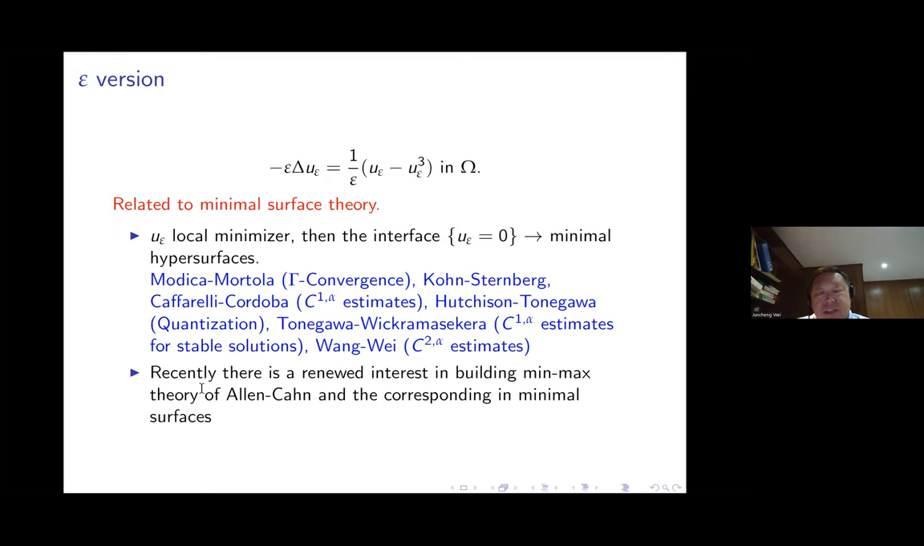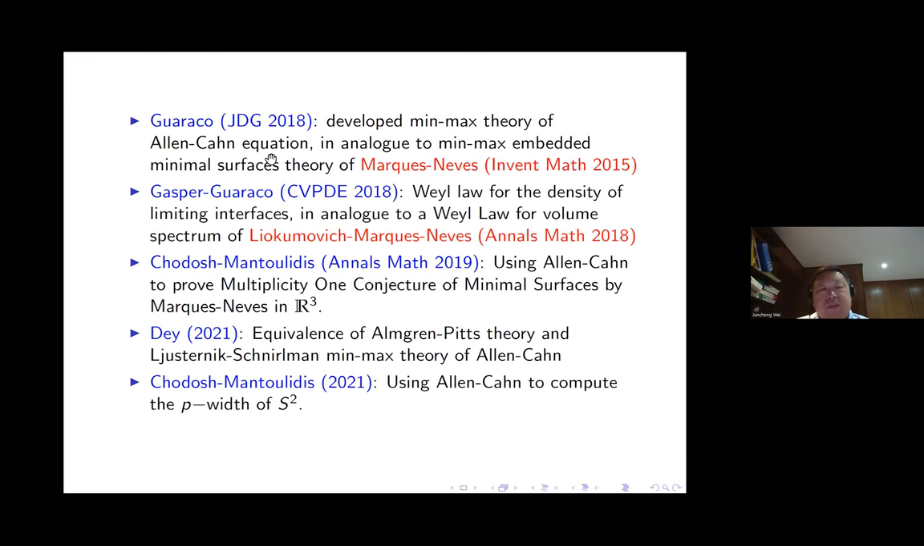Now, recently there is a renewed interest in building minimax theory for Allen-Cahn and the corresponding minimal surfaces. For example, Guaraco developed a minimax theory for the Allen-Cahn equation in analogy to the minimax construction of embedded minimal surfaces by Marques and Neves. And Gaspar and Guaraco found the Weyl law for the density of the minimal surface. This is in analogy to the Weyl law for the volume spectrum of Liokumovich, Marques, and Neves. And Chodosh and Mantoulidis use Allen-Cahn to prove the multiplicity one conjecture for minimal surfaces in R3.